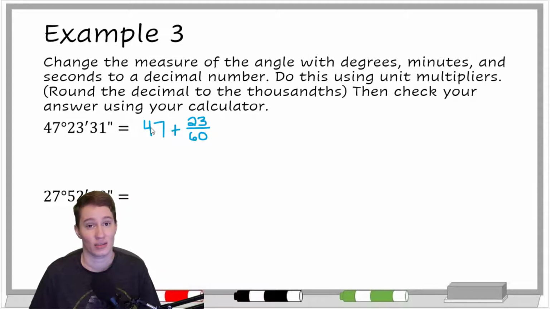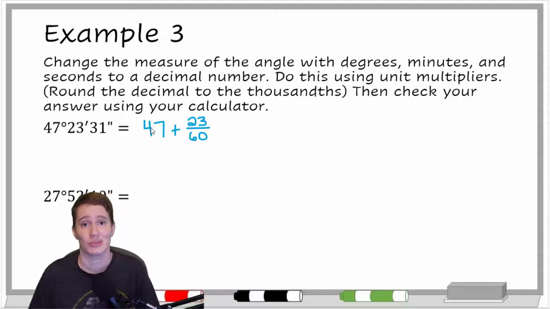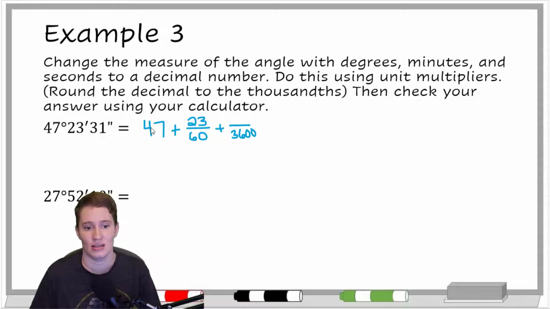Now, how many seconds would be in an hour, or how many seconds would be in a degree? Not 60, right? There's 60 seconds in a minute, and there's 60 minutes in an hour, which means there are 3,600 seconds in an hour or in a degree. And what we can do is type this in on the calculator, and it's going to give us an answer.